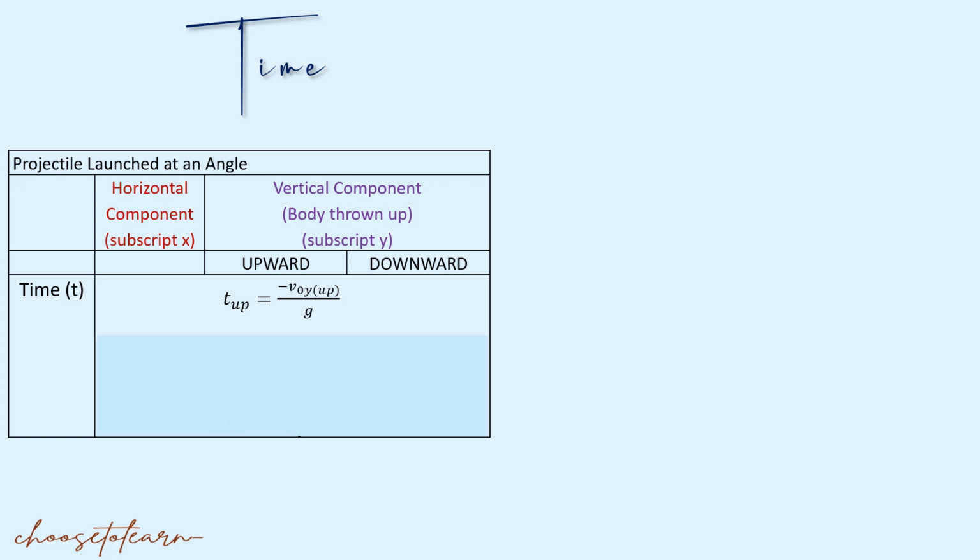So that's T up, or time going upward, equals negative initial vertical velocity divided by g. And if you've remembered, we have time symmetry, which is time going upward is equal to time going downward. If we are to find the total time of flight, we will use this equation. Total time of flight equals the time going up plus the time going down.